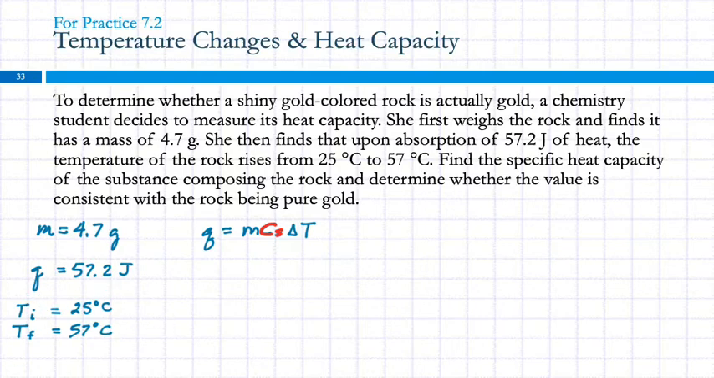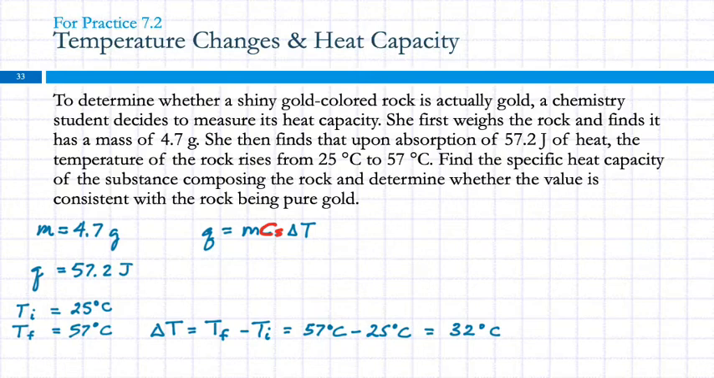Well, I've got two T's. I need the change in temperature. Delta T is the final temperature minus the initial temperature. So the final is 57. The initial is 25. And so this is what, 32? Check me on a calculator. My brain is not very good today.